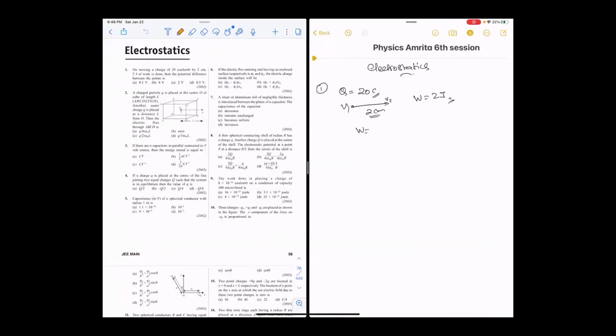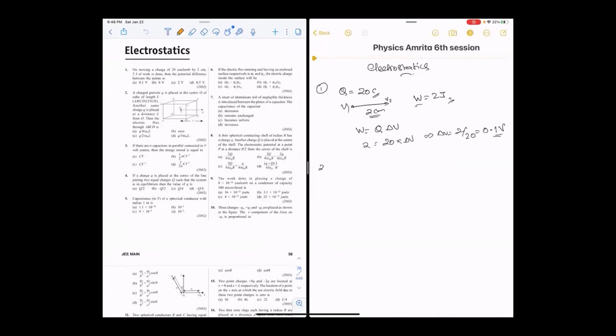So work done is equal to charge into change in potential. Or we say potential is work done per unit charge. So using that, work done is Q into delta V. Q is 20 and work done is 2 joules, so delta V is equal to 2 by 20, which is 0.1 volts, right? This is the relation of potential and work done.